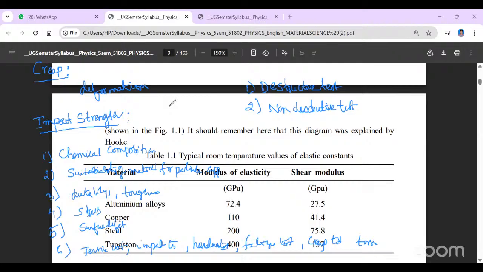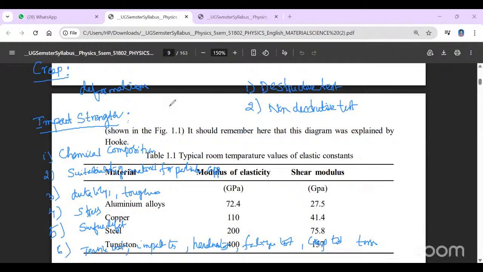And in the case of the non-destructive test, another category of mechanical test which we perform, the specimen is not destroyed. That means the specimen we have taken will not be destroyed, and it can be used after the test. Under this non-destructive test, there are many tests like the ultrasonic test, the magnetic dust method, and the penetrating liquid method.